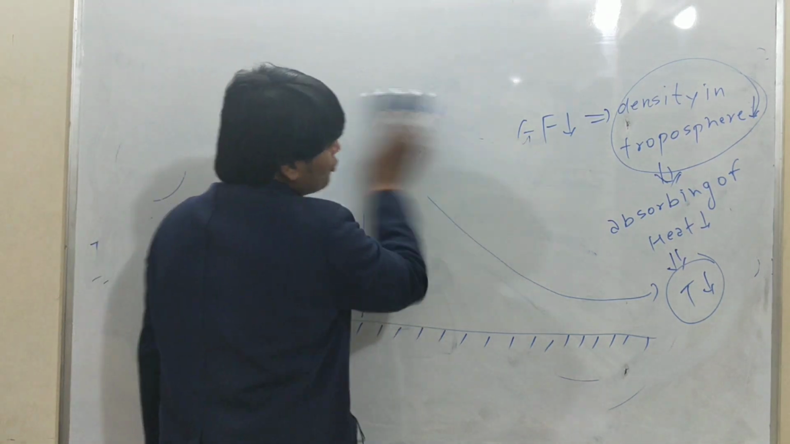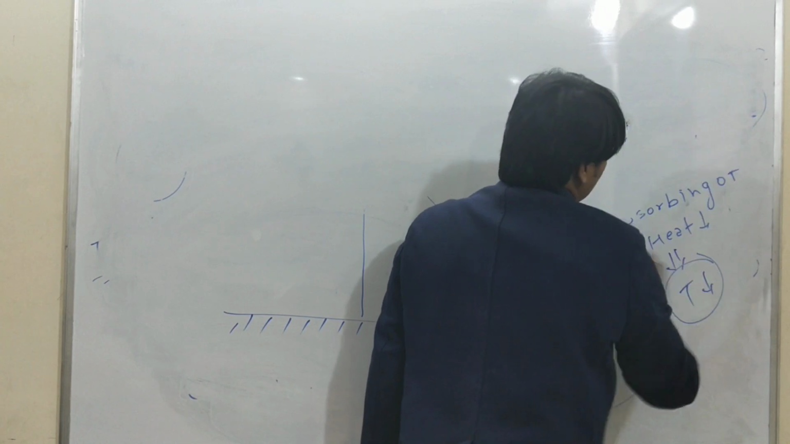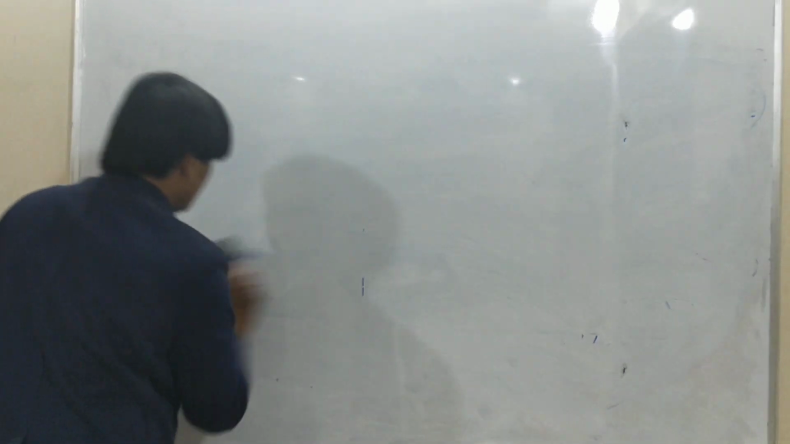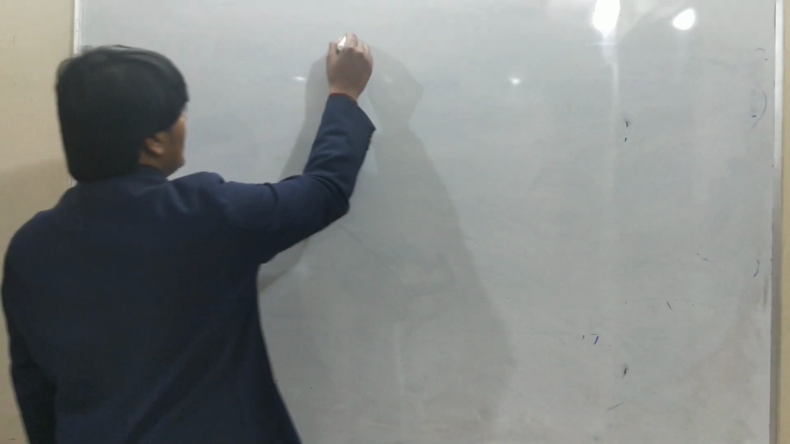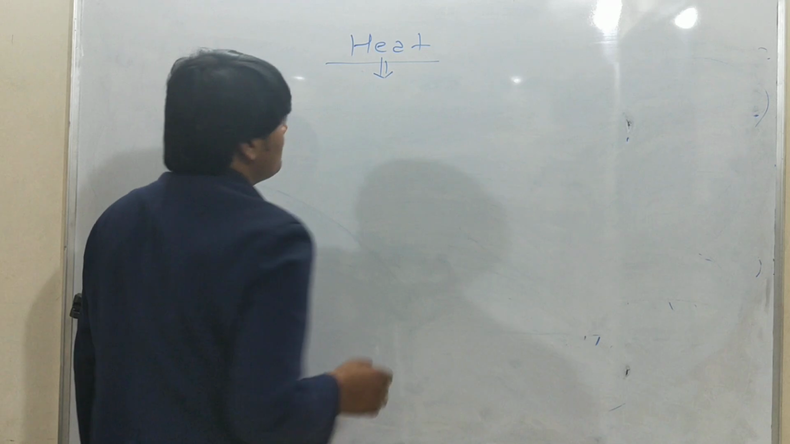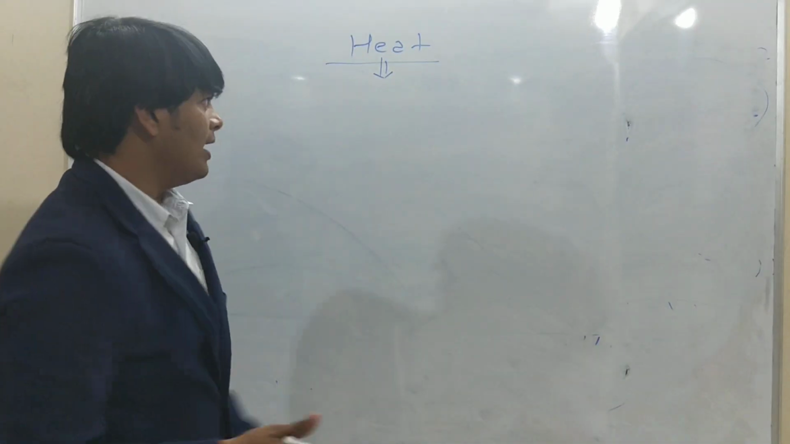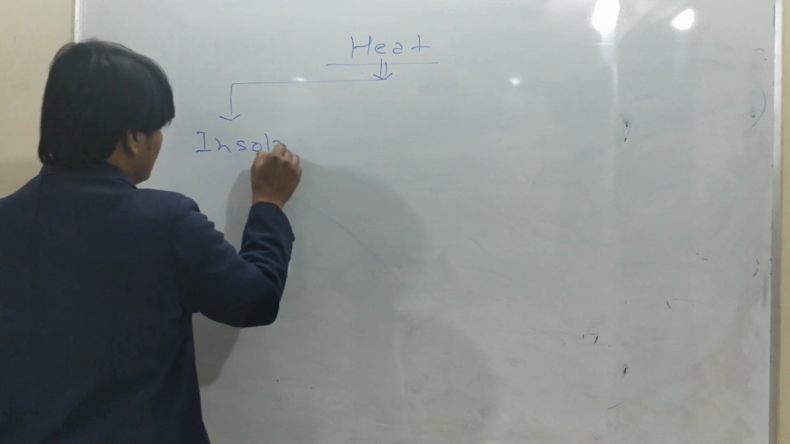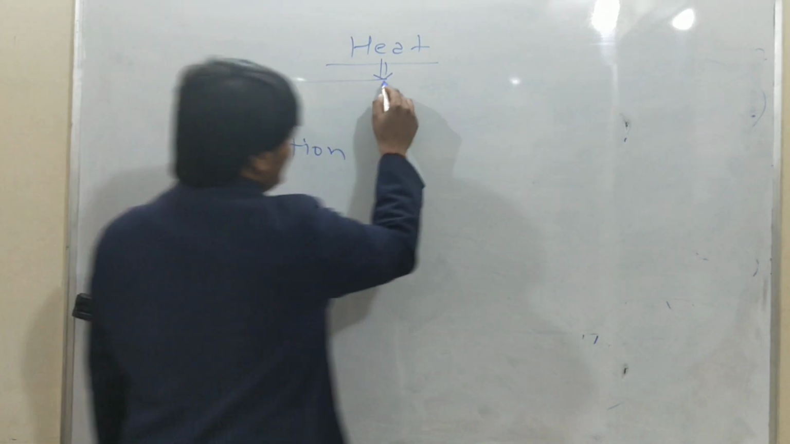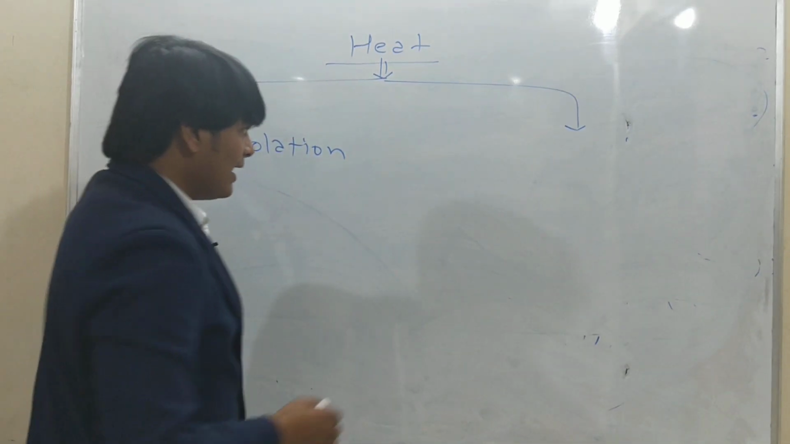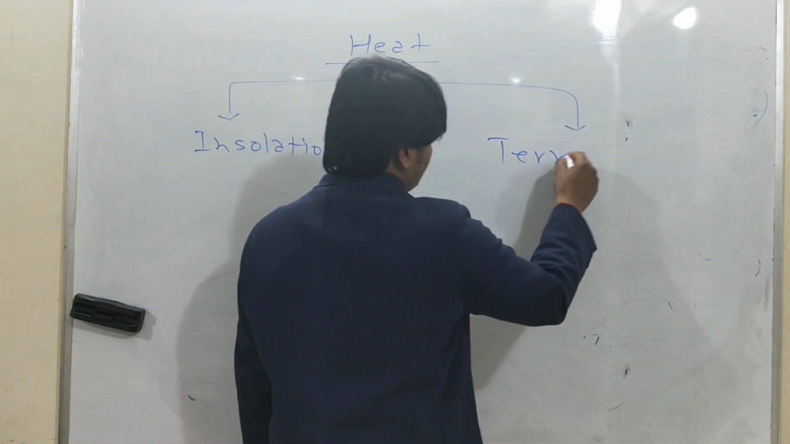So the next factor which determines the temperature of the troposphere is the heat. If I talk about the heat here, the heat of atmosphere, the atmosphere or troposphere can get heat in two ways. First is insolation, and the second is terrestrial radiation.